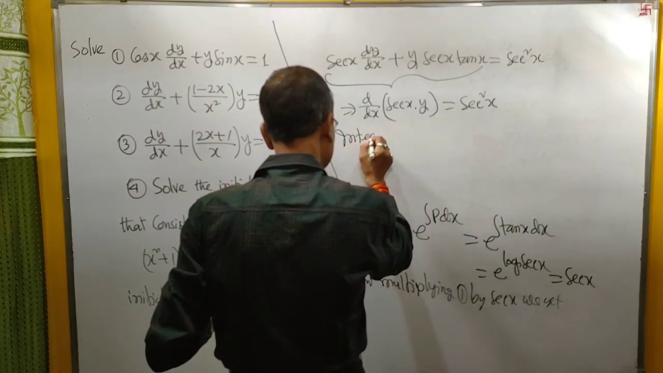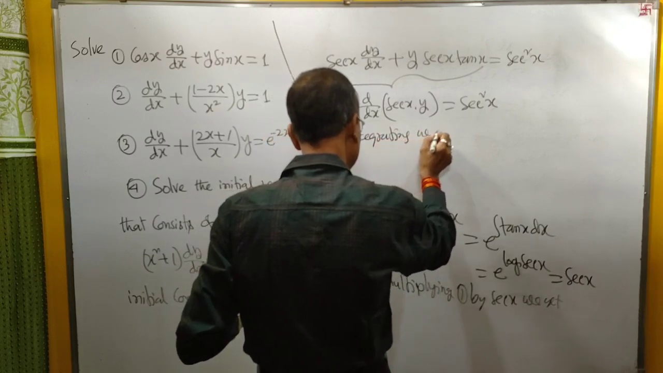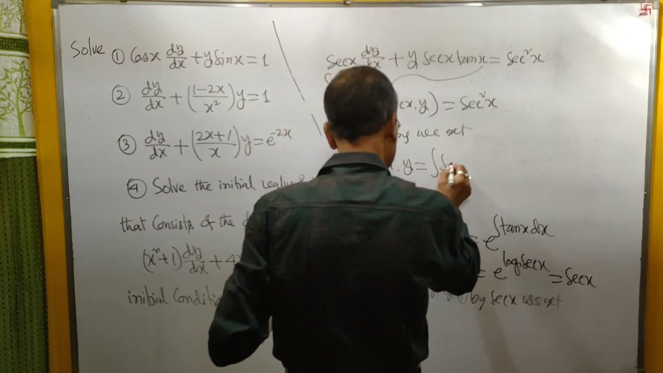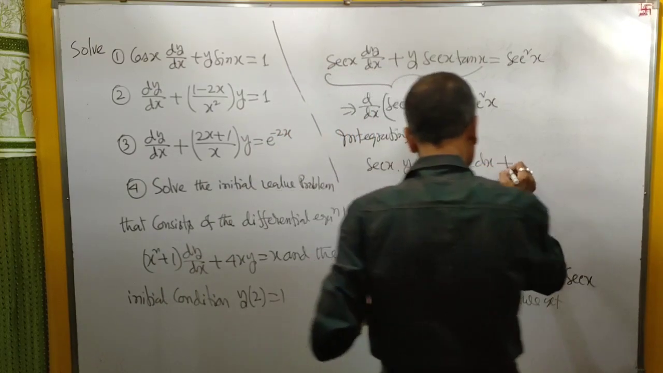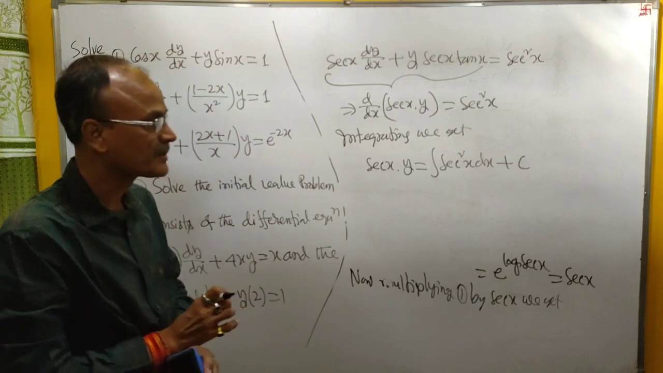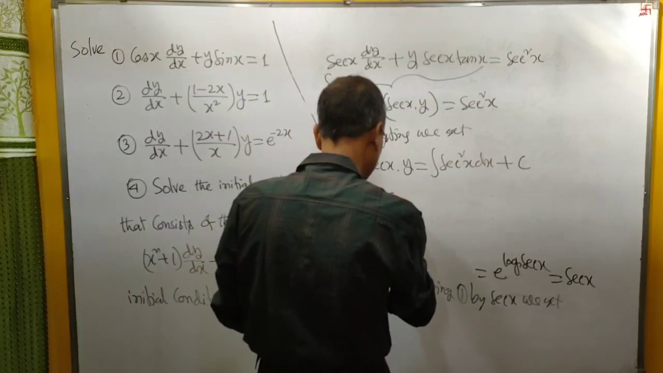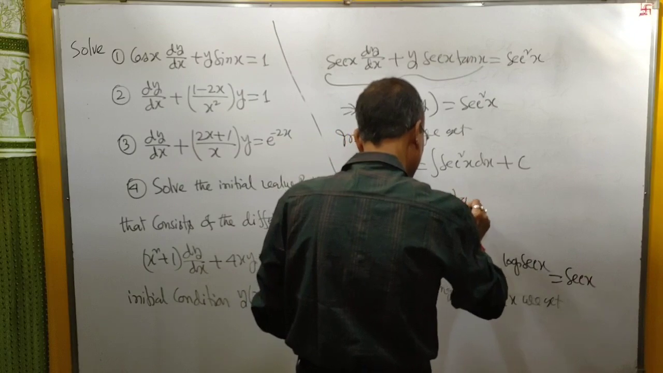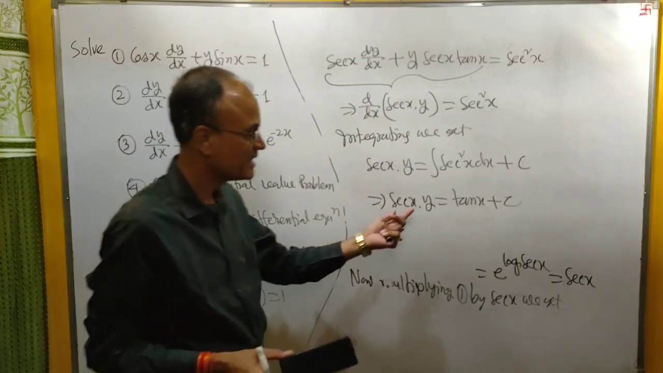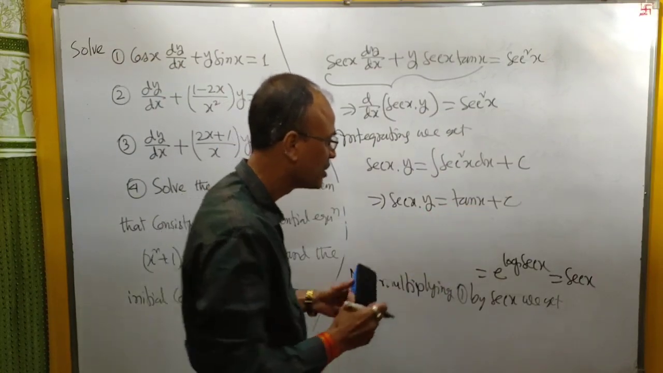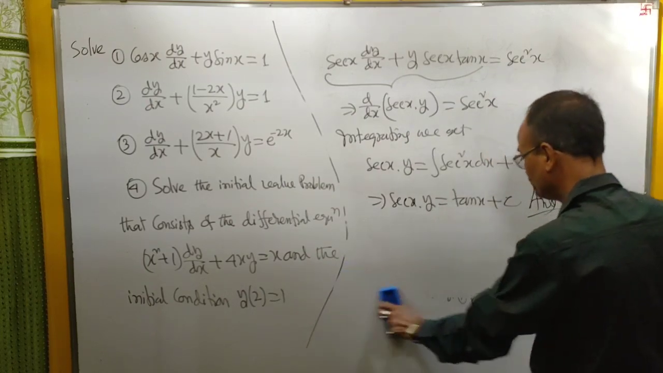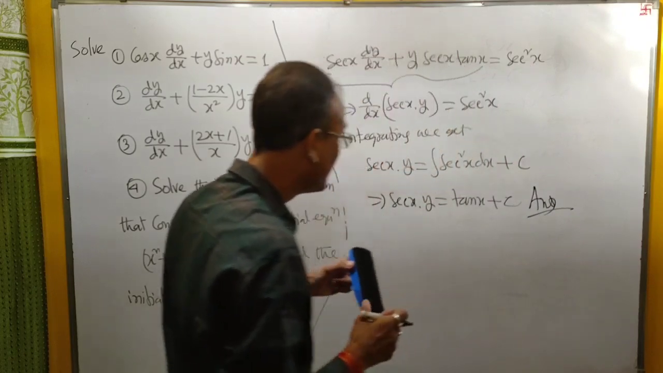Integrating we get sec x into y equal to integral of sec square x dx plus c. This means sec x into y equal to tan x plus c. This is the required solution. You may write y equal to tan x. This is the answer. This is the solution of the differential equation, where c is the constant of integration.